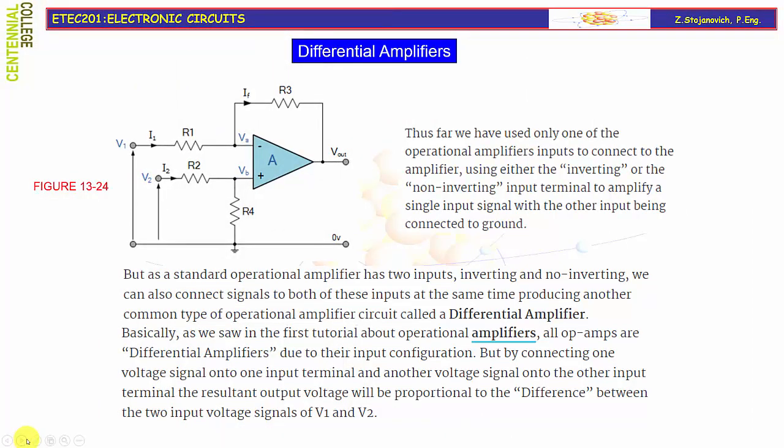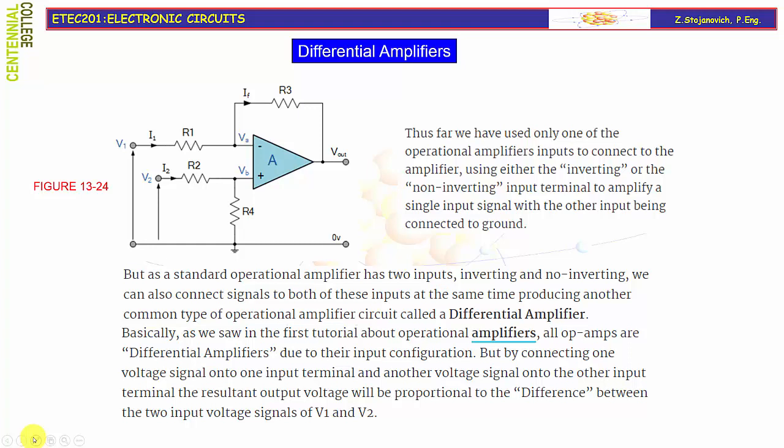Differential amplifiers. Thus far, we have used only one of the operational amplifier's inputs to connect to the amplifier, using either the inverting or the non-inverting input terminal to amplify a single input signal with the other input being connected to ground. But as a standard operational amplifier has two inputs, inverting and non-inverting, we can also connect signals to both of these inputs at the same time, producing another common type of operational amplifier circuit called a differential amplifier, or sometimes called a difference amplifier.